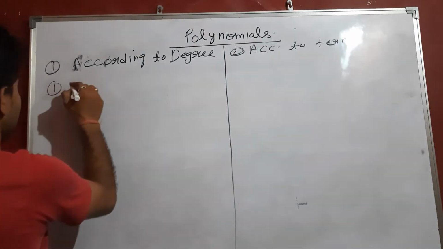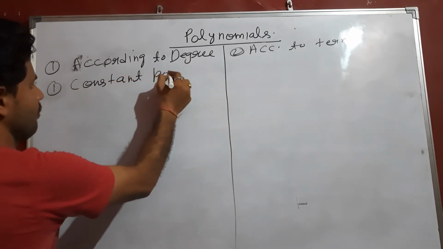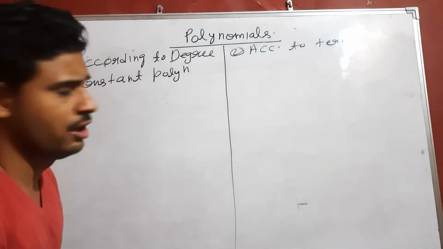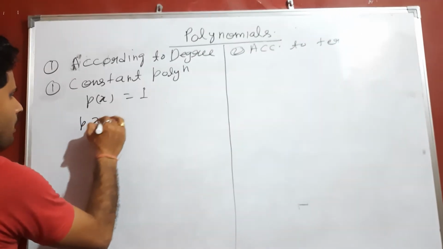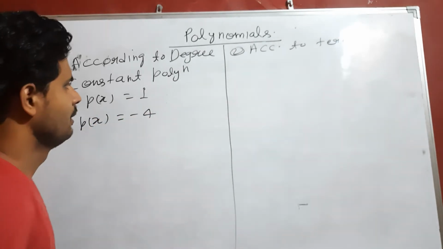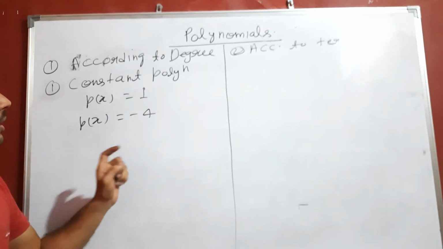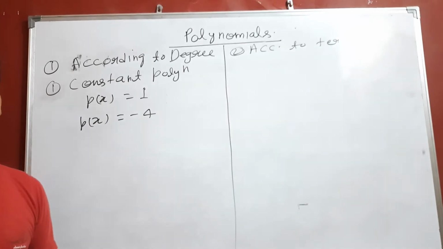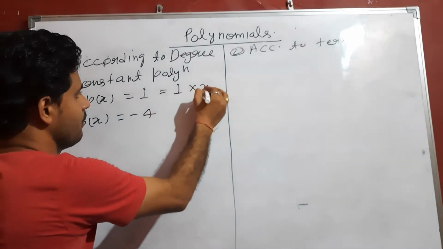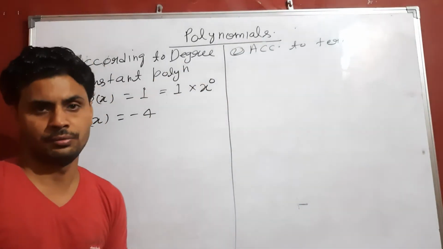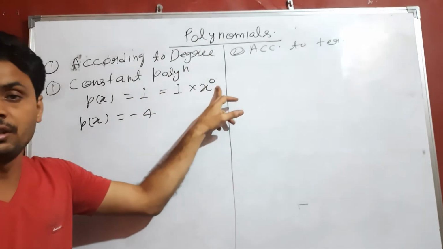First is constant polynomial. Constant polynomial means p(x) equals 1 or p(x) equals minus 4. This type of polynomial is called constant. Actually, a constant polynomial has degree 0. Why? Because 1 is written as 1 into x power 0. Means a constant polynomial always has degree 0.